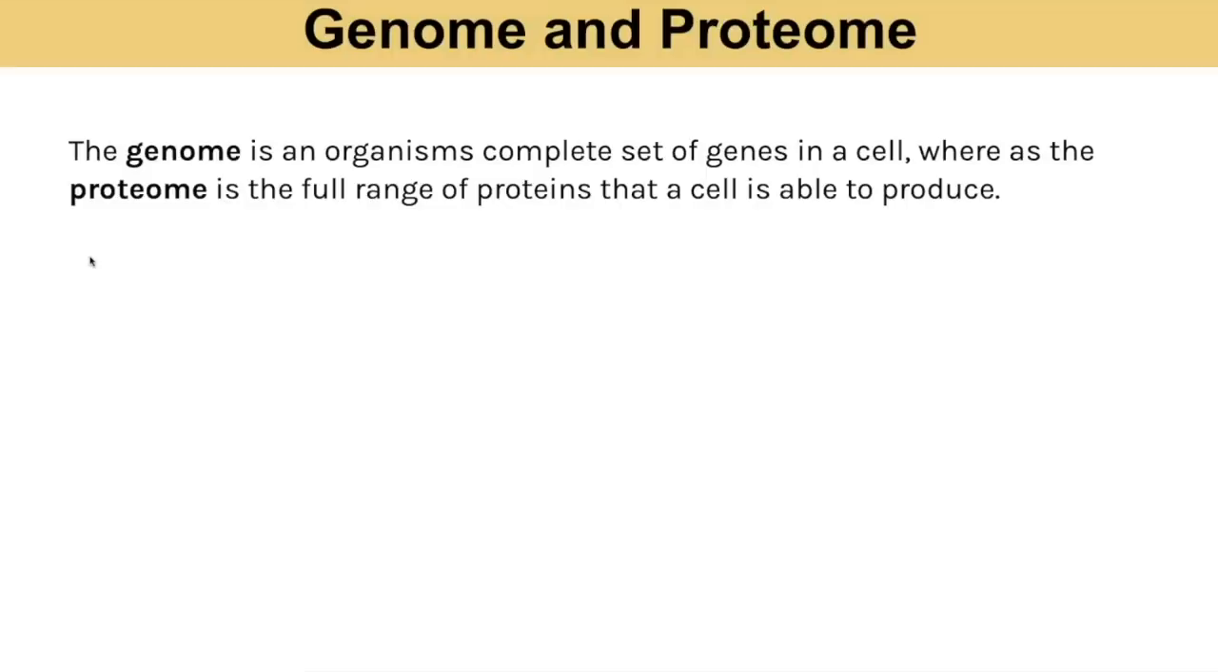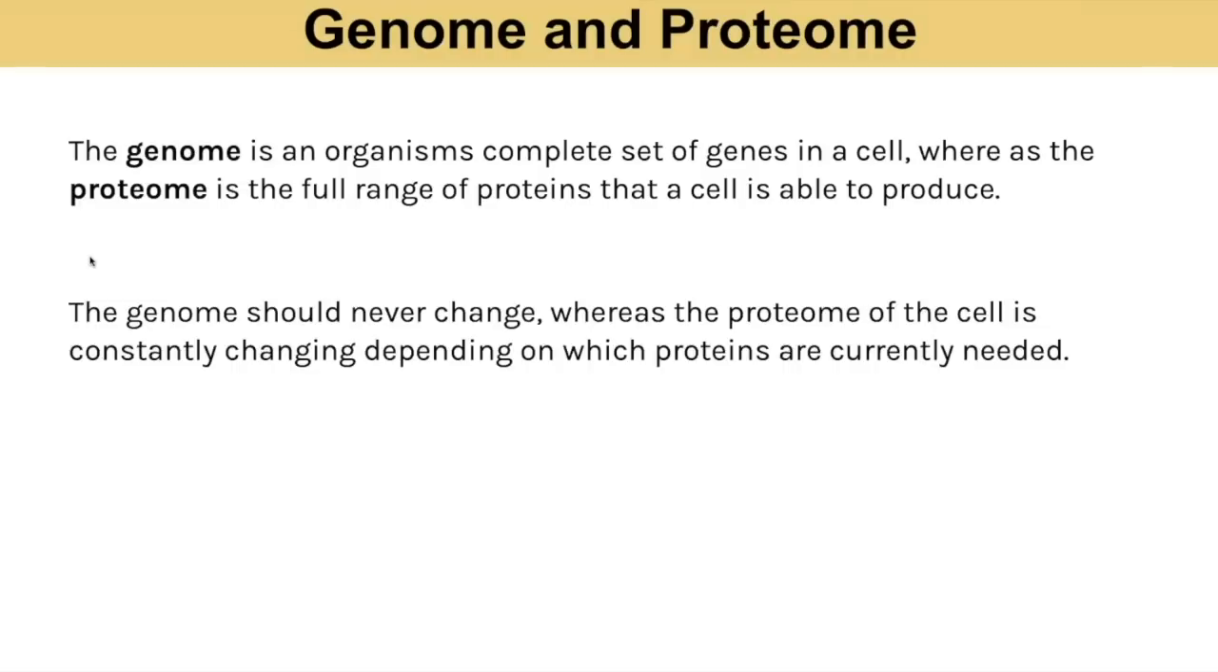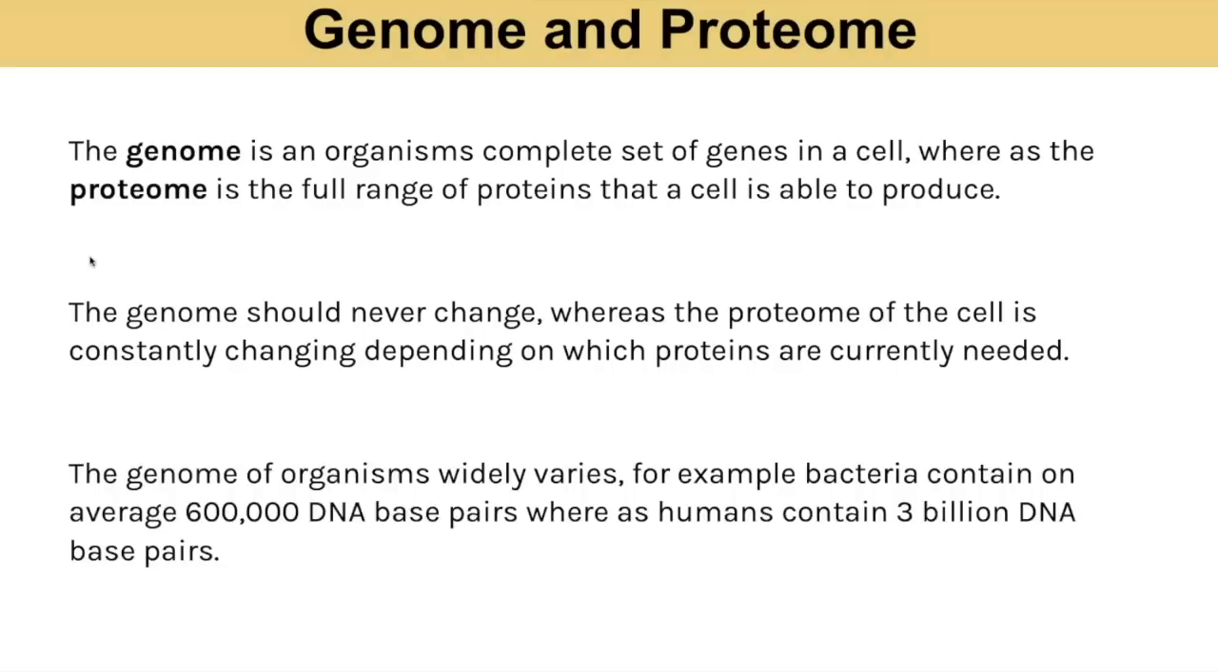A genome is what we call an organism's complete set of genes in a cell. So that is your definition of a genome, whereas the proteome is the full range of proteins that a cell is able to produce. The genome should never change unless there are mutations, whereas the proteome of a cell can constantly change depending on which proteins are needed in a specialized cell, because you'll have some genes switched off or on, and that's what makes it specialized. The genome of an organism will really differ between different species. So for example, a bacteria contain on average 600,000 DNA base pairs within their genome, whereas humans, we have 3 billion DNA base pairs.